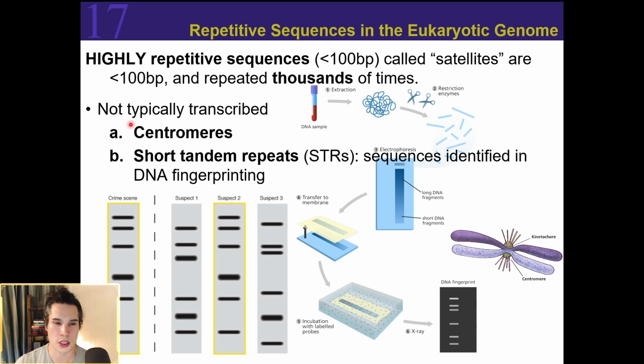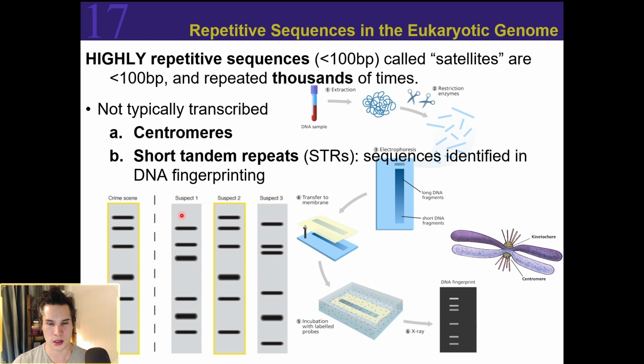These regions are typically not transcribed, so they're part of things like our centromeres, or they could be part of short tandem repeats, which are sequences that we could use for DNA fingerprinting, for example. If you remember from 160, you might have had a crime scene lab where restriction enzymes were used. Essentially, restriction enzymes have a tendency to cut your DNA at specific loci.